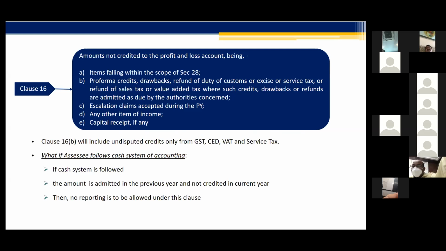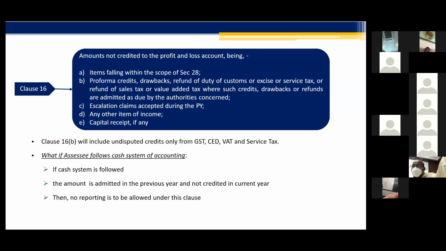Clause 16 of the tax audit report, that is Form 3CD, deals with amounts not credited to profit and loss account. So there may be items which have not been credited to profit and loss account, but are of the nature of items from A to E, which need to be reported. It has been largely seen by me that hardly any reporting takes place over here, because if it is in the nature of income, obviously as an auditor, when I'm drawing the audited accounts, I would already be crediting it to profit and loss account.